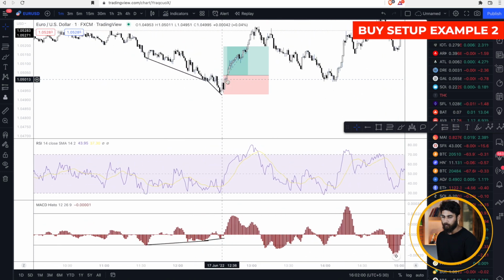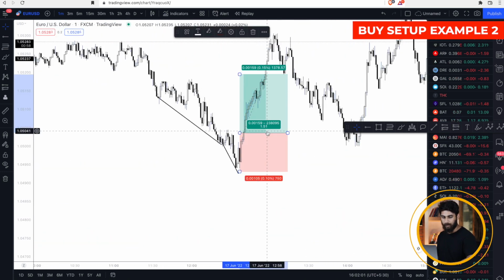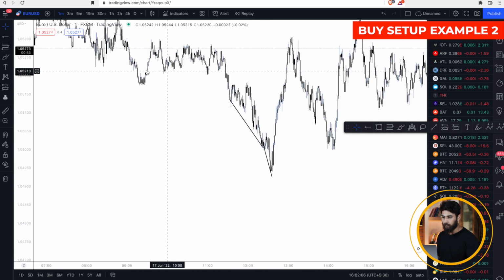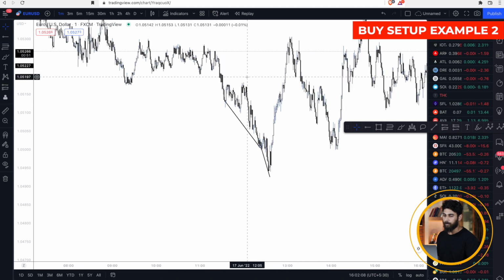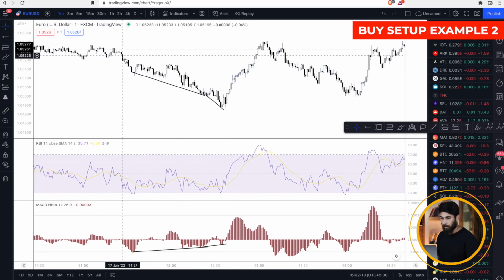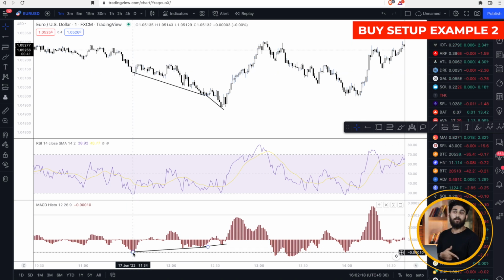Okay, so we have one more setup over here. I will just clean this up for a better understanding. If you could see, the price was moving sideways and then it dropped down sharply. After it dropped down sharply, at this point, the histogram touched the 0.00010 level, right?